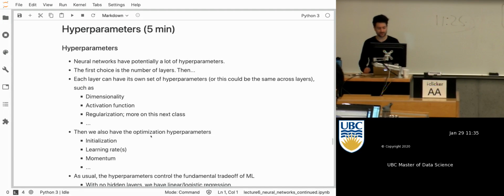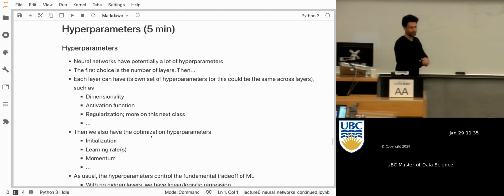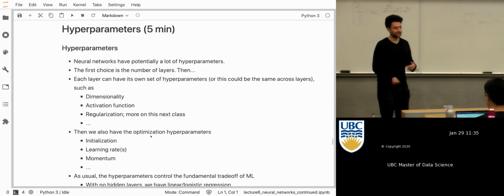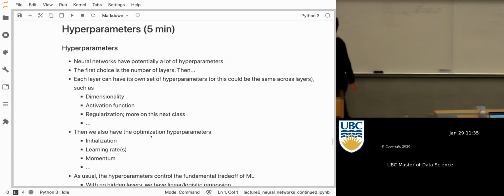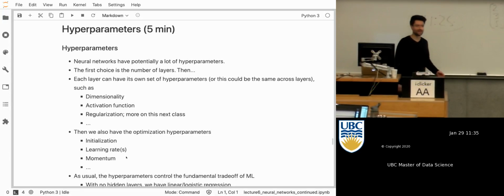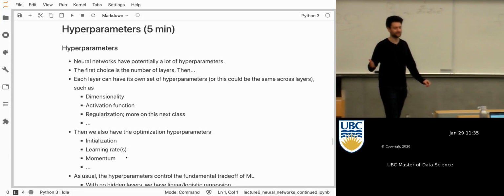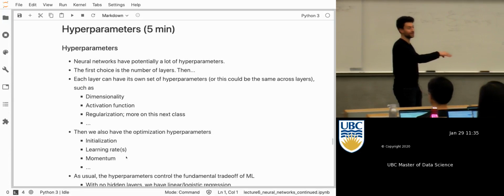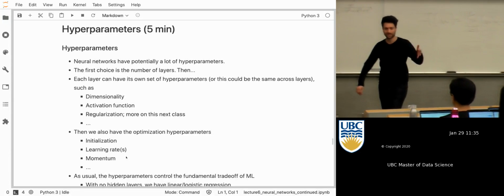Then you have optimization hyperparameters, for example, how you initialize your learning rate, and momentum, which is something we're not covering in this class, but you can read about. It's a variant of these algorithms that tends to keep going the same way it was going in parameter space and won't make such sharp turns.